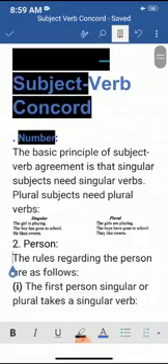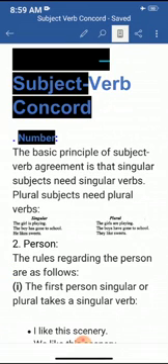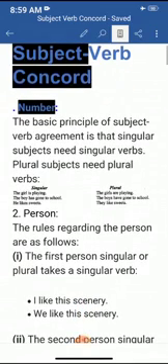First of all, number. The basic principle of subject-verb agreement is that a singular subject needs a singular verb, and a plural subject needs a plural verb. This is very common, as you know. Singular: the girl is playing; plural: the girls are playing. The boy has gone to school, the boys have gone to school. He likes sweets, they like sweets.